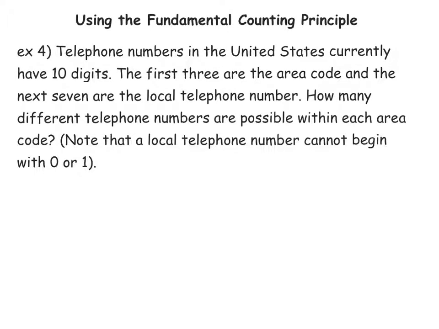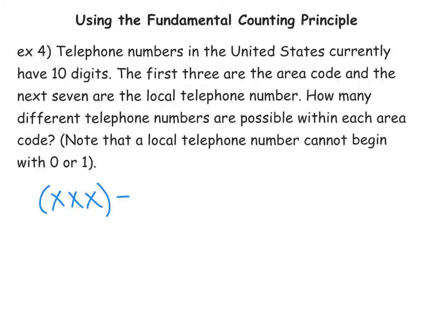Same idea here, but we've got a lot more events. We're just working within one area code, because what we're looking at is how many possible phone numbers we could have. Don't worry about those first 3, they don't count. It does say that local telephone numbers for this area code can't start with 0 or 1. I don't know if that's universal or if different area codes do it differently, but that's the way this one does it.